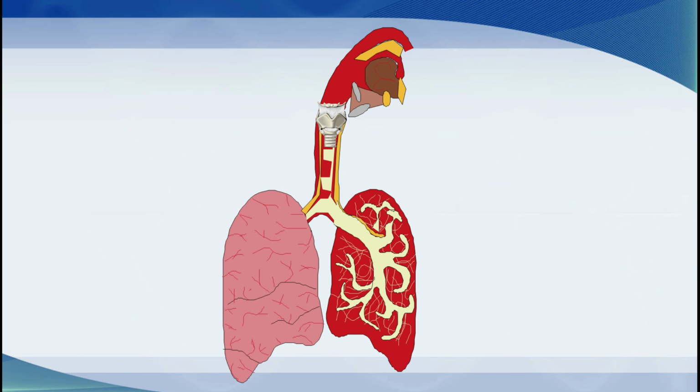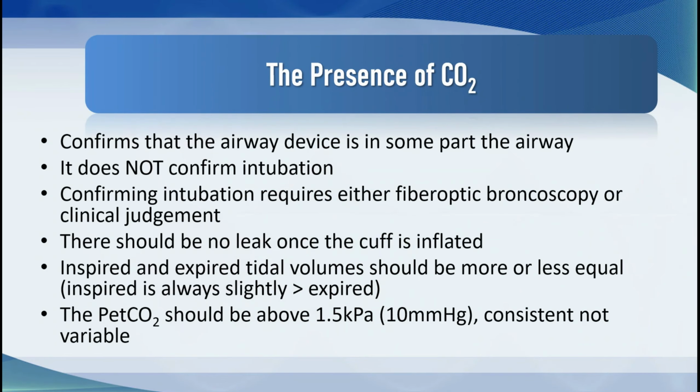Just because you get CO2 back does not mean that you have successfully intubated the patient. It just means that the tube is not in the esophagus. The tube can be in the pharynx, it can be in the glottis, it can be where you want it in the trachea, or it can be in the bronchus. The presence of CO2 confirms that the airway device is in some part of the airway. It does not confirm intubation.